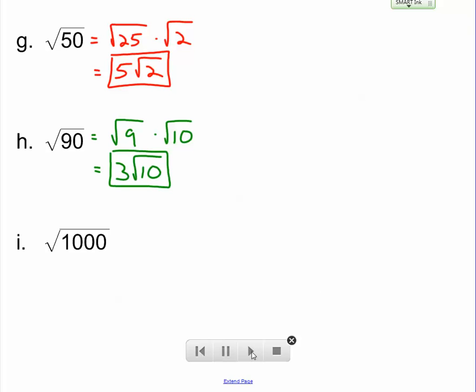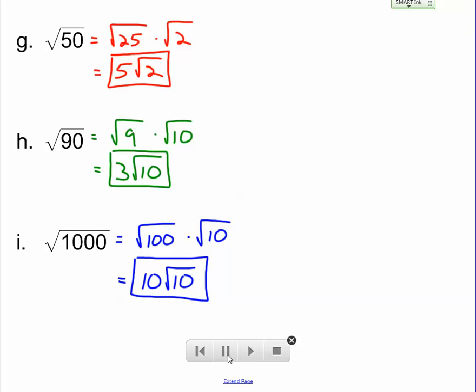Okay. Ooh, okay, what about 1,000? Is 1,000 divisible by a perfect square? Think of a perfect square that 1,000 is divisible by. It's divisible by 4, but how about bigger? How about 100? Okay, isn't 100 times 10 1,000? So the square root of 100 times the square root of 10 is the square root of 1,000. Now the reason I picked 100 is because the square root of 100 is 10. So there, we've simplified it.